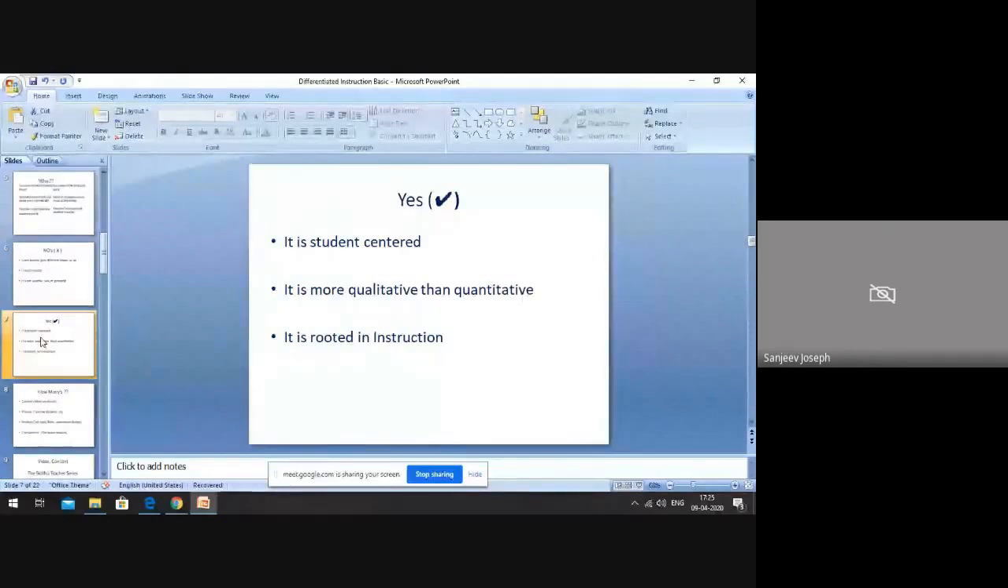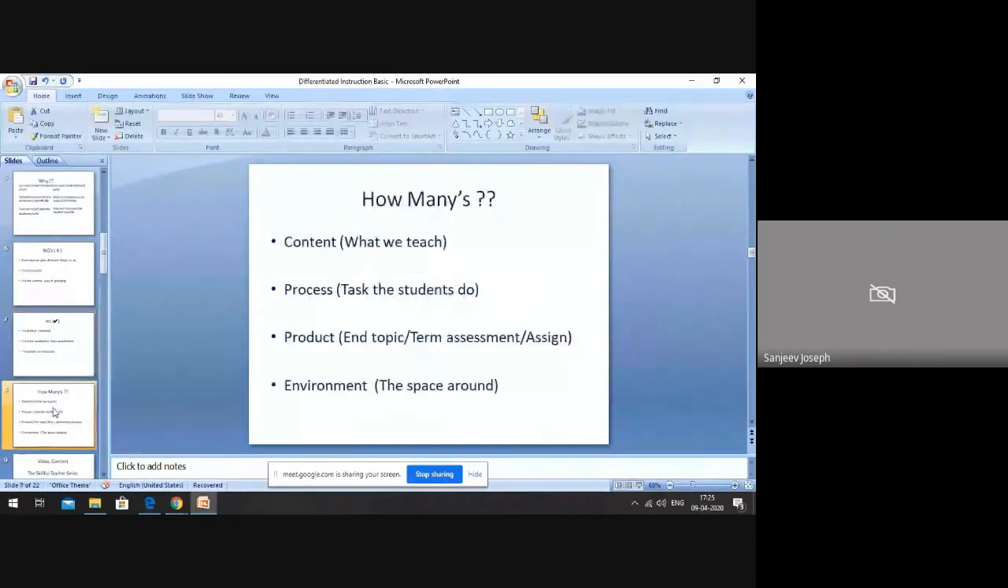The last one is that it is rooted in instruction, that is teaching and learning, and that is what the meaning of differentiated instruction is all about. Again, we go to the next particular thing, that is how many types. Generally, there are many types. Basically, we have four important types of differentiation.